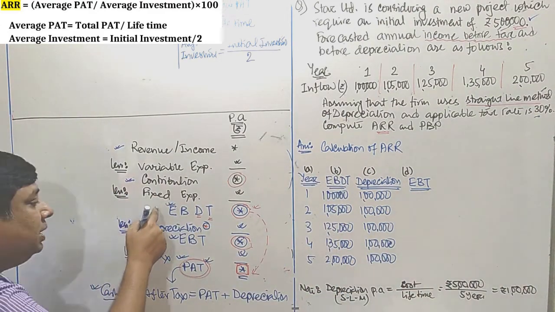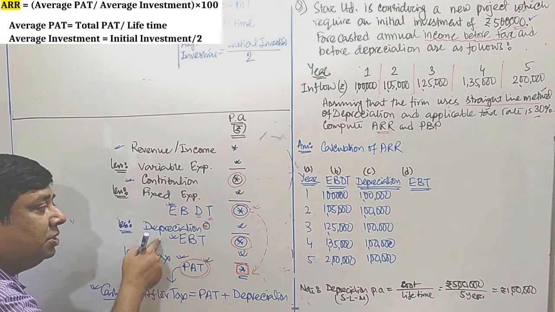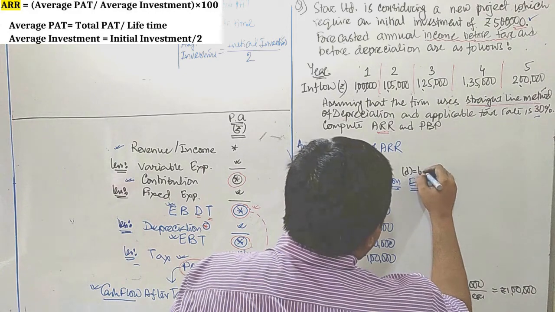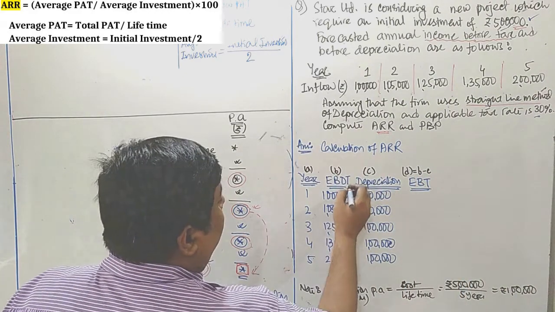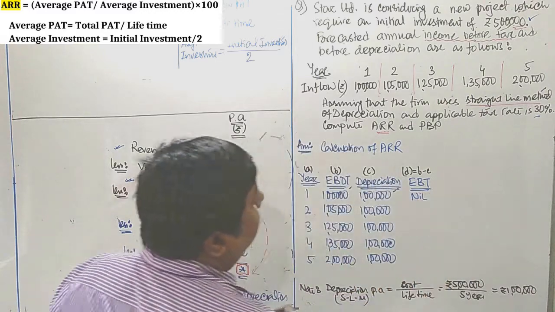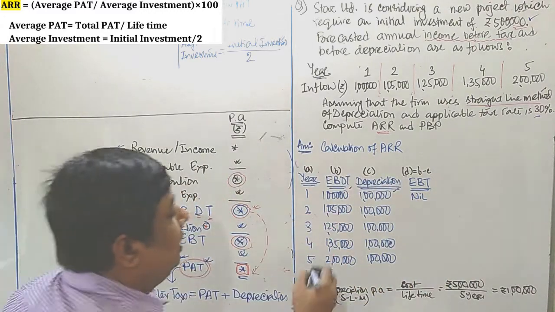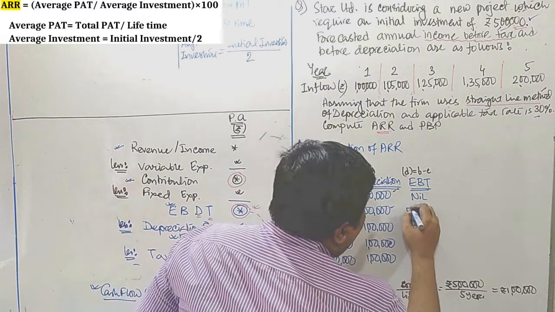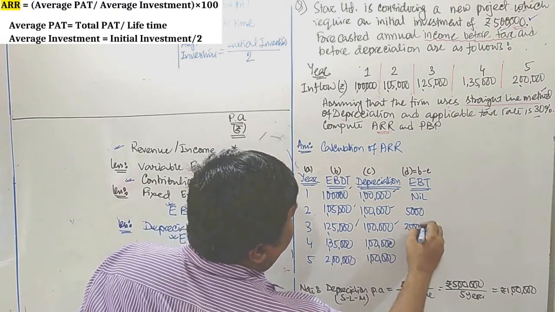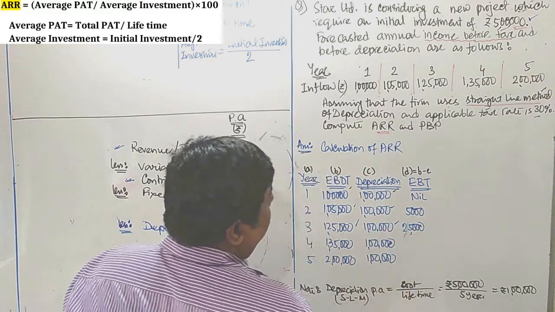The scenario is very simple. EBDT minus depreciation. You can give that kind of clarification at the top of the column also. It is simply B minus C. Like 1 lakh minus 1 lakh, it is simply 0, rather you write here nil. 1 lakh 5 minus 1 lakh, you are getting 5,000. 1 lakh 25 minus 1 lakh, you are getting a balance of 25,000.